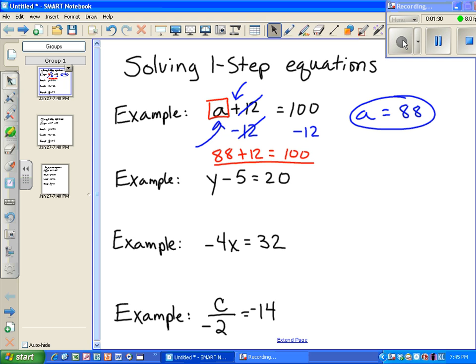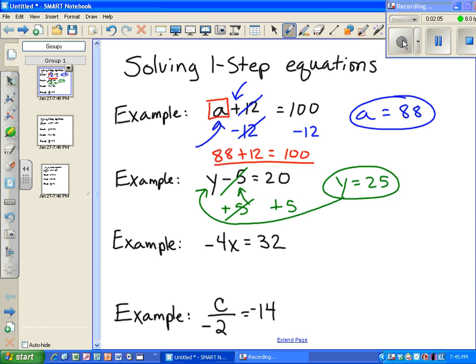Now, as we move on down the list, we've got some other one-step equations. They all look different, but they all only take one operation to figure out. In this case, 5 is attached to the y through subtraction. So let's do the opposite of that, which is addition, but we have to do it to both sides. This becomes 0, but on the other side we have 20 plus 5, which is 25. And once again, if I were to take 25 and put it back here instead of y, I would get a statement that is true. 25 minus 5 equals 20.